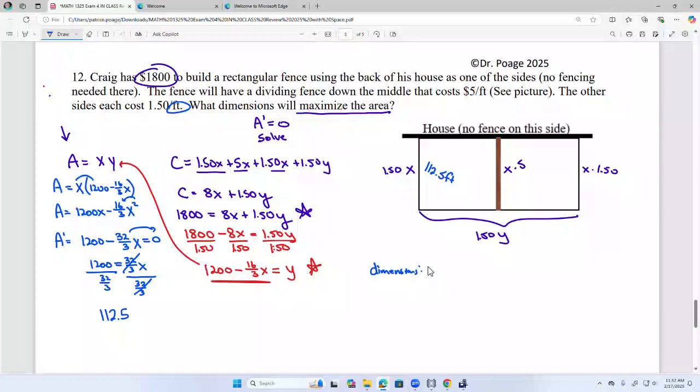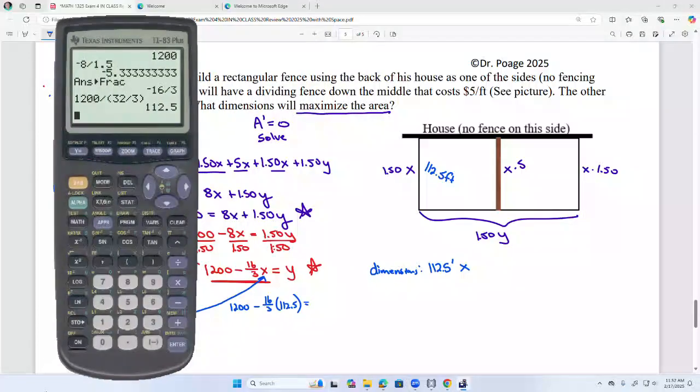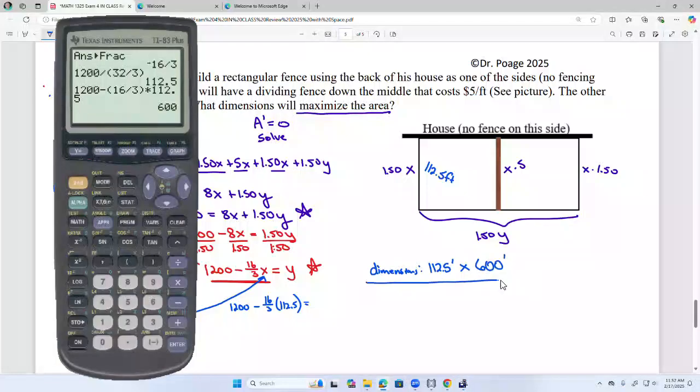Okay, so the dimensions that are going to maximize the area are going to be 112.5 feet by, and then I plug this back in to that equation to see what I get. 1,200 minus 16/3 times 112.5. I can use my calculator again. 1,200 minus 16/3 times 112.5, and I get 600. So the dimensions that will maximize the area are 112.5 feet by 600 feet.